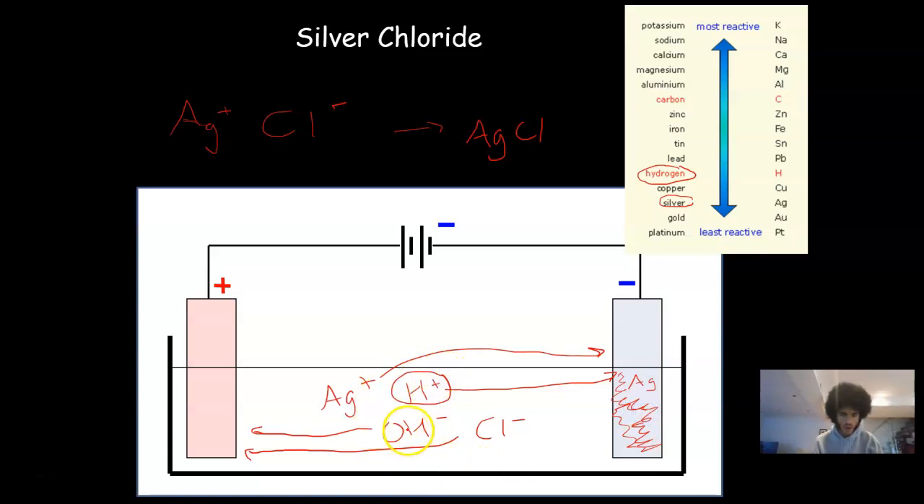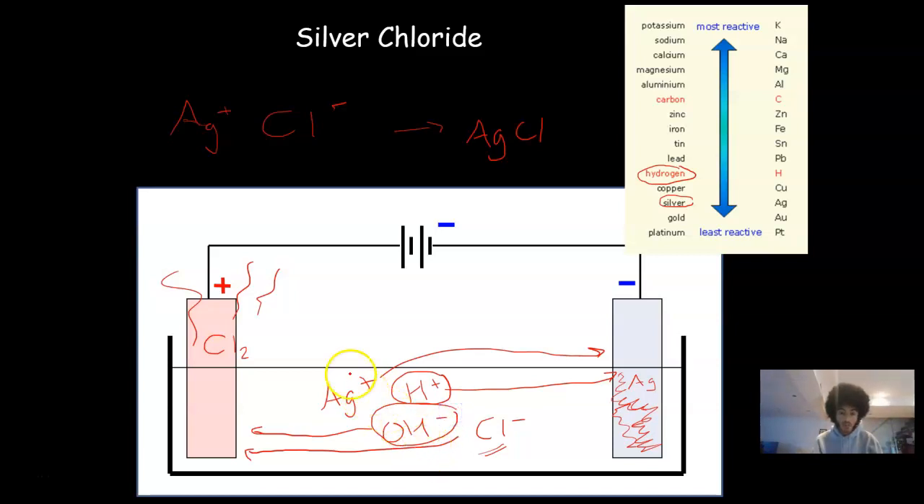Let's have a look at the other two. We've got OH- and Cl-. Let's focus on the Cl-. Is it a halogen? Yes, it is, because it's in group 7. So I'm definitely going to make that. Here I'm going to make Cl2 gas, which you can test with damp litmus paper, which it bleaches. The OH- stays in solution.